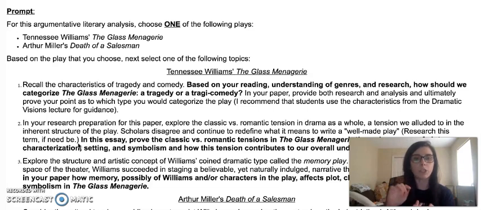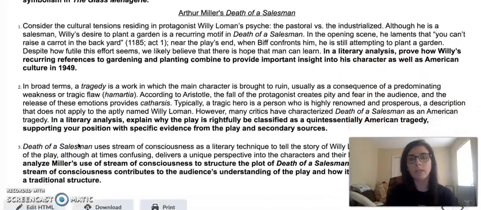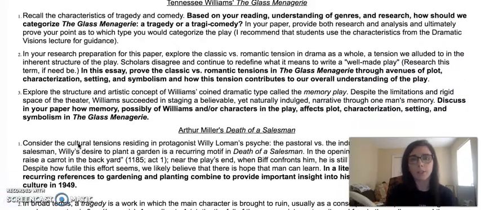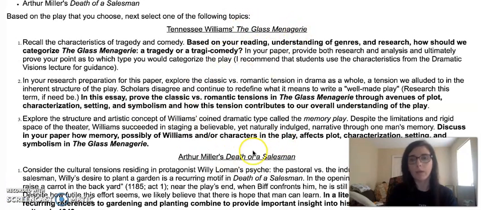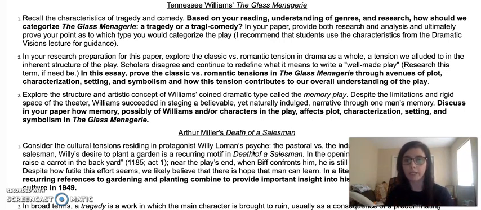So choose one of the plays, Tennessee Williams' The Glass Menagerie or Arthur Miller's Death of a Salesman, because the prompts that follow here, if you see as I scroll down, are attributed to one play or the other. So let's look. If you're a Tennessee Williams, The Glass Menagerie person, these are the choices that you have among prompts. And there are 3 for each play. So let's look at this first one for The Glass Menagerie, which should look so familiar to you because it is derived from our work in Dramatic Visions really early on in the unit.